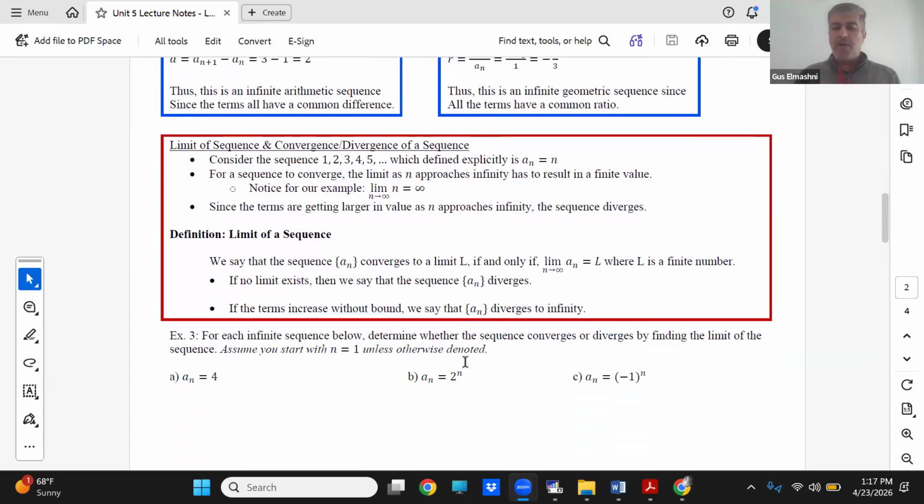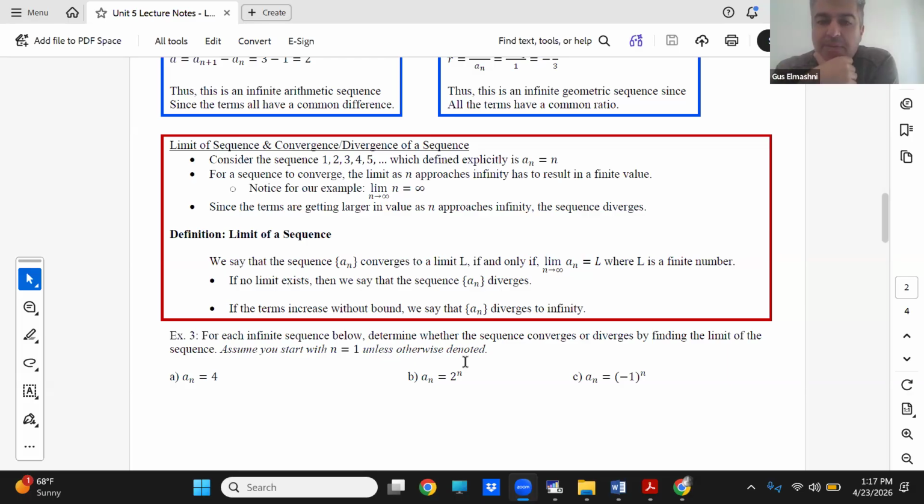Now, we're going to shift our attention to limits. And this is the calculus part that plays a role here, right? So we're going to find the limit of a sequence and convergence or divergence of that. So we're going to determine that. So consider the following sequence 1, 2, 3, 4, 5, pretty obvious. The explicit formula is a sub n equals n, right?